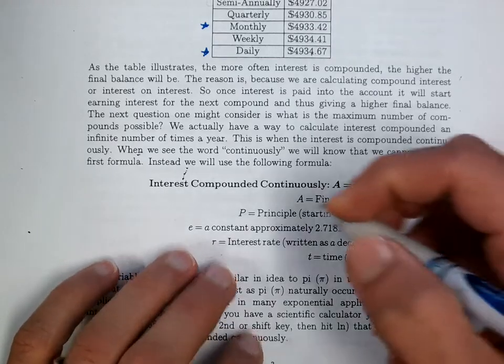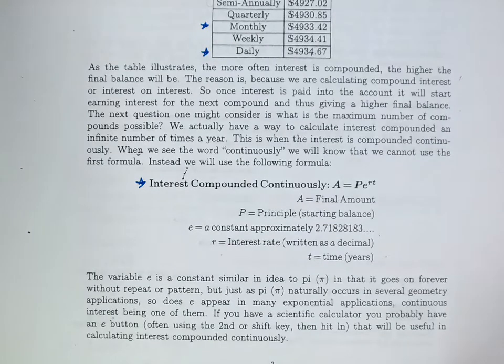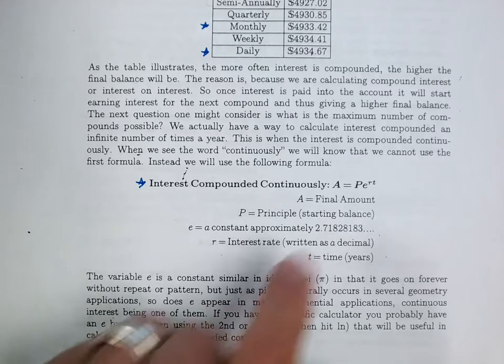But now we have this formula. So anytime you hear the words compounded continuously, meaning all the time, it is just continuing to be compounded all the time. So if you hear again the key words compounded continuously, then you're going to use this formula.